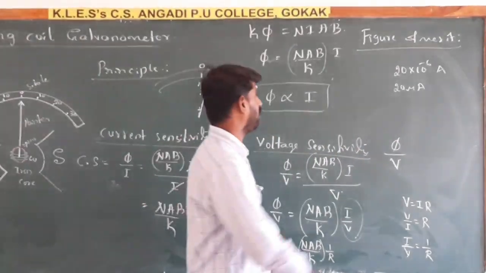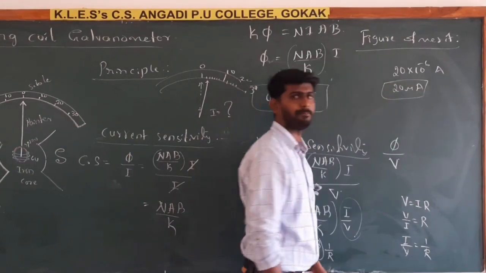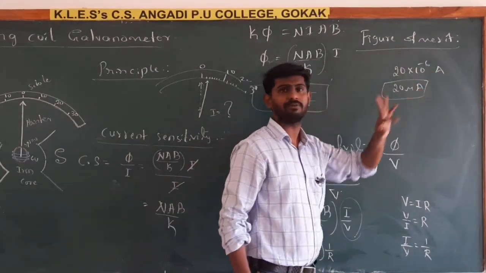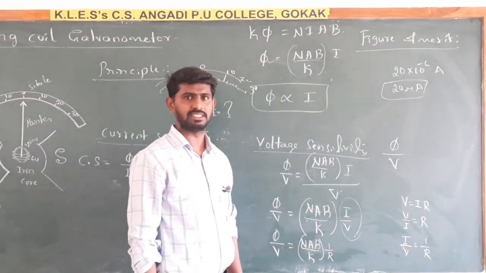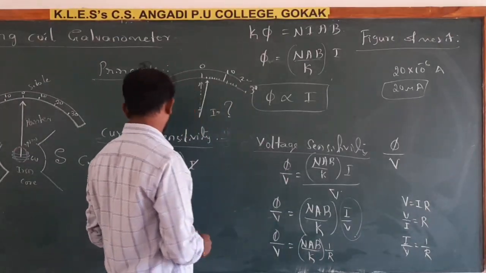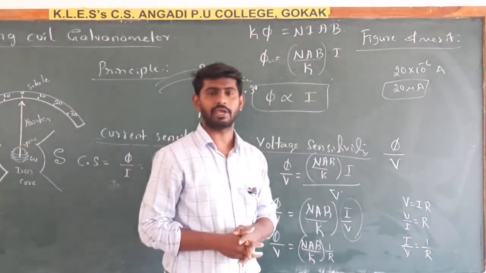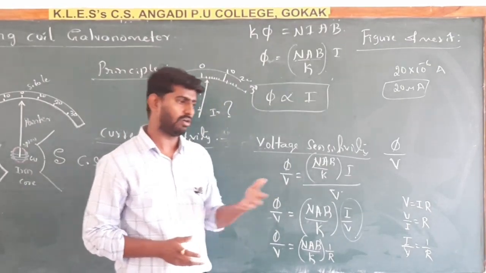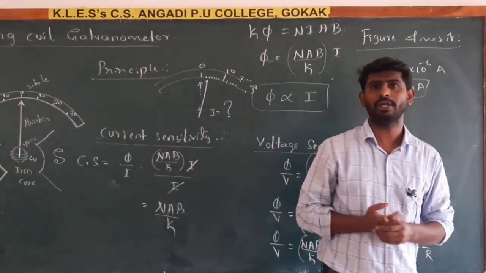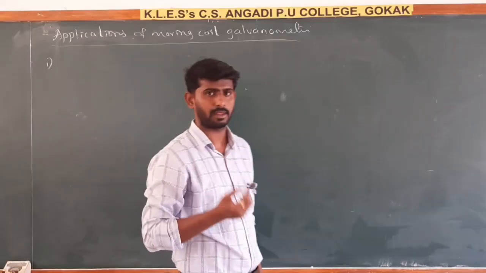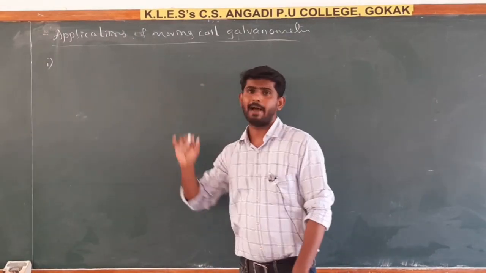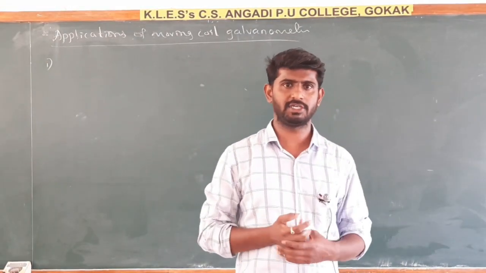So like this, for one division, this is 20 micro ampere. This value itself is the figure of merit of that galvanometer. Is it clear? So it is all about the moving coil galvanometer. Okay. And next, we want to discuss the applications of moving coil galvanometer. Let us see. Next point is about applications of moving coil galvanometer.